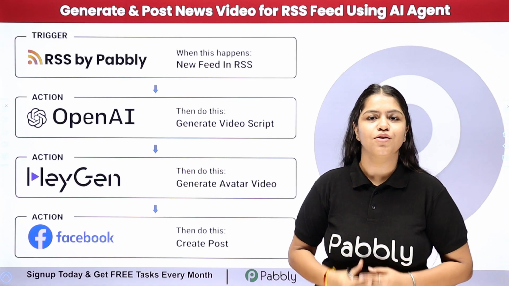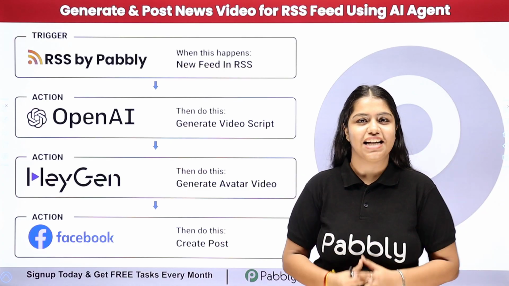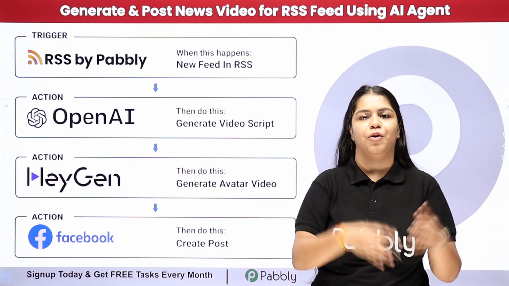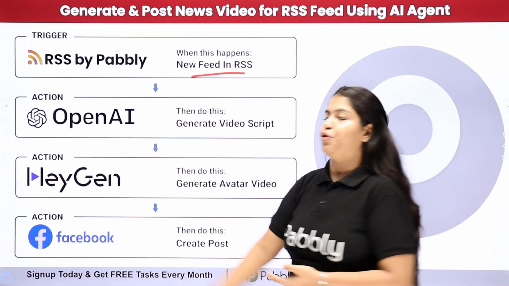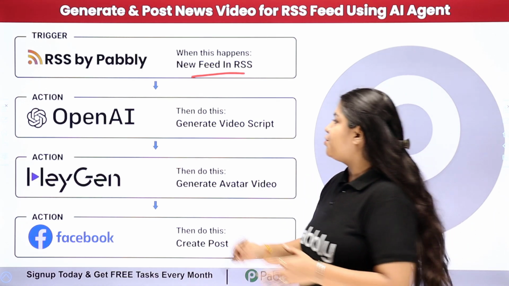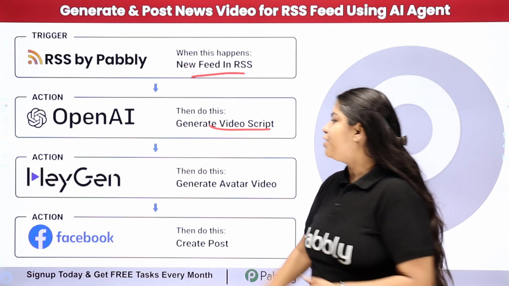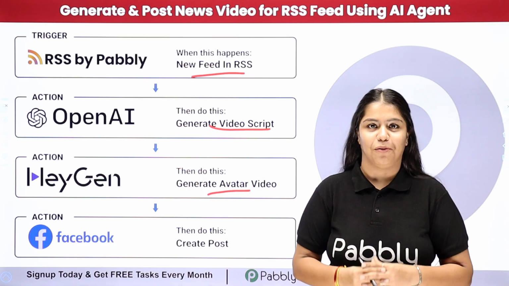So like you, I also used to do this manually, but this is such a time consuming and tedious task. So to solve this problem, I've simply created this amazing automation where, as soon as we receive a new feed in RSS, automatically my AI agent is going to get me the video script, and then further using that same video script we are going to use an agent to generate an avatar video, and then I'm just going to post that video on my Facebook.